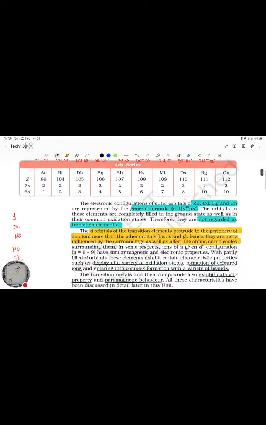Moving down, we will talk about the 3d series. I mean the third series, that's the 5d series. Okay, fine. So it starts with lanthanum, and we'll have hafnium, tantalum, wolfram, rhenium, osmium, iridium, platinum, aurum and hydrargyrum. Right? Okay. So first, it is very important to remember this.